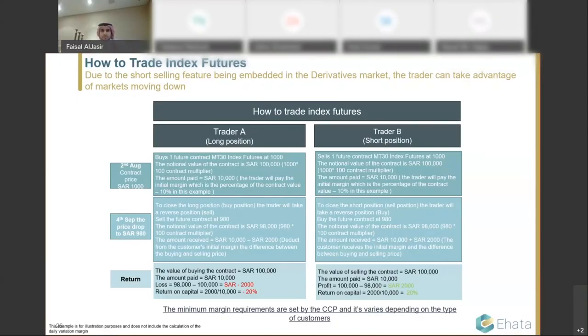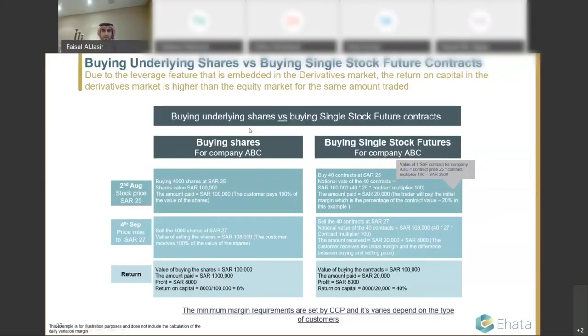And the minimum margin requirements, of course, are set by the CCP, and they will vary depending on the type of customers. Now, what if we compared buying an underlying share with buying a single stock future contract?